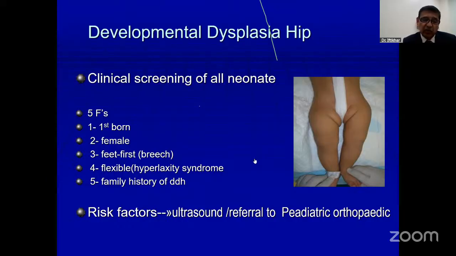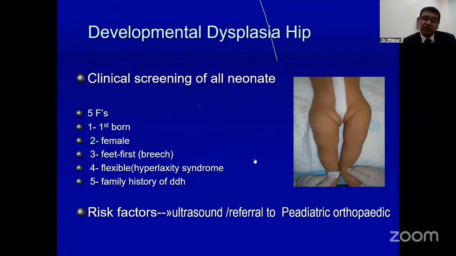If you can just go along with the Ortolani and Barlow tests, I think you'll be fine. You will find a lot more cases and a lot more load for us, basically. But I think it's very easy to catch those.